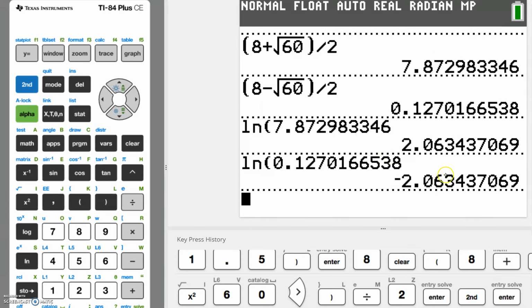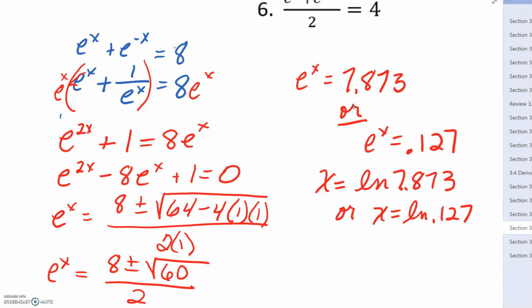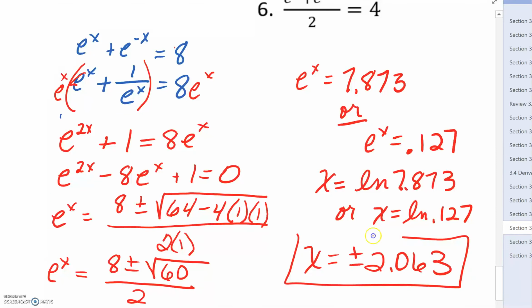And notice that these two are opposites of each other. That will always happen on these problems that are set up this way, where you have e to the x plus e to the negative x. Obviously, if 2.063 works, so does negative 2.063 because it's just negated over here. So those are our two x values. And that would be our solution.